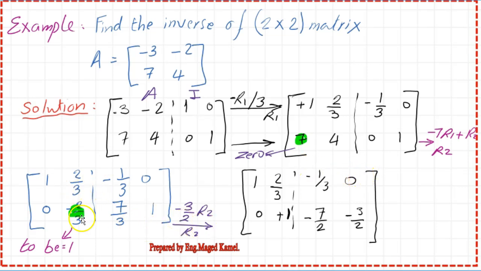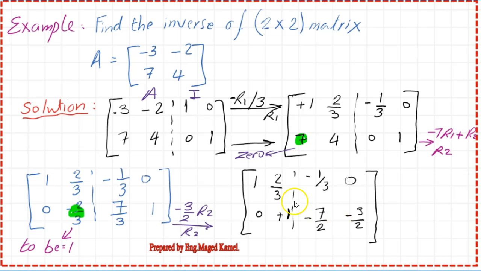Second row: minus 3 over 2 by 0, it becomes 0. Minus 3 over 2 by minus 2 over 3, it will become plus 1. 7 over 3 multiplied by minus 3 over 2, 3 goes with 3, and we are left with minus 7 over 2. Here, minus 3 over 2 multiplied by 1 is minus 3 over 2.